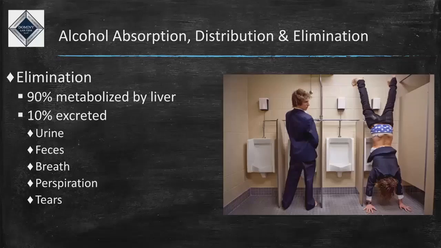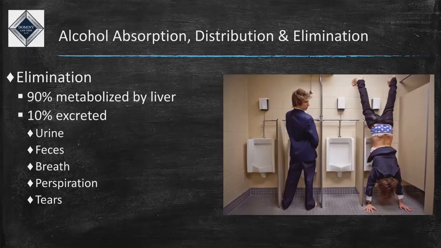So, elimination of alcohol. This is certainly in the picture a unique way to do it. But what you need to know is 90% of alcohol is metabolized in the liver, which is why alcoholics have such liver problems. And about 10% is excreted. It's excreted using the same pathways that water takes. So that's urine, feces, breath, perspiration, and tears. And that's also why we test for alcohol in urine and breath.